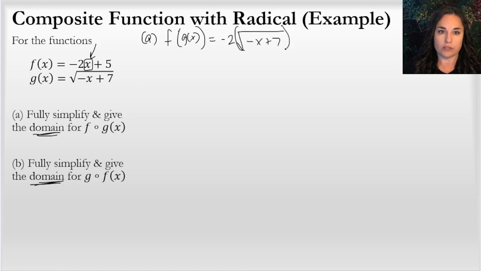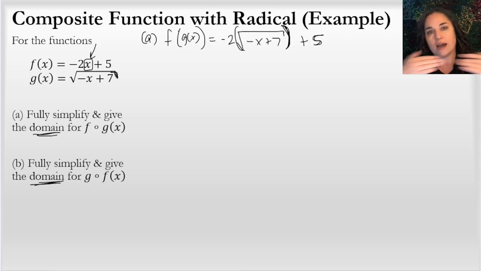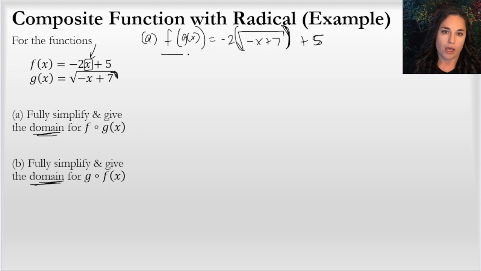I'm going to put a parenthesis around that and close it there just to remind you that the plus 5 goes outside the radical. It does not go inside the radical. The 7 is inside the radical, but that's the end of it. That plus 5 cannot just go under that radical. That is the composite function, and you cannot simplify this anymore.